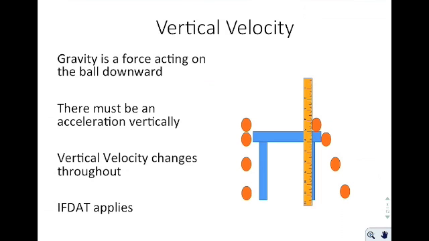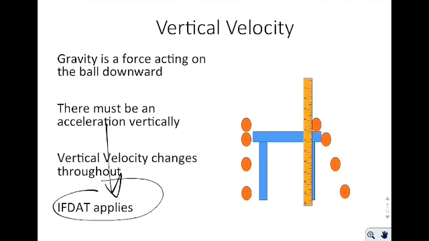Because of that, there is always going to be an acceleration. Since there's going to be an acceleration, the vertical velocity will change throughout, and since there is an acceleration, we know that if that applies, we'll have to choose our equation based on our other kinematics variables.